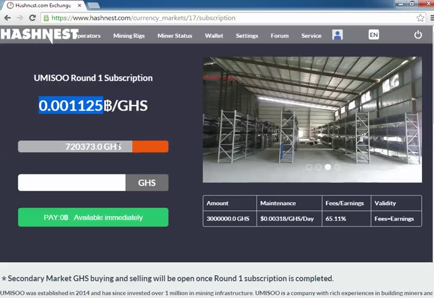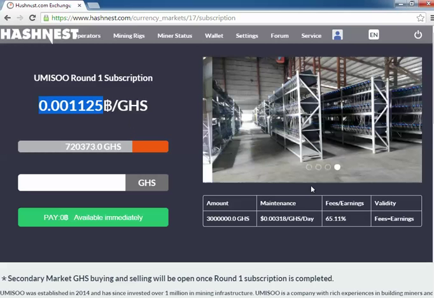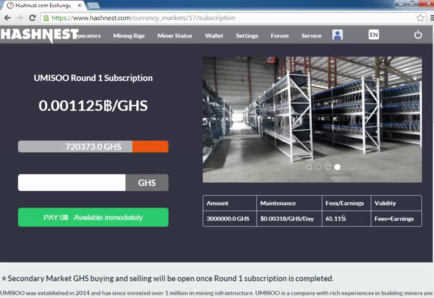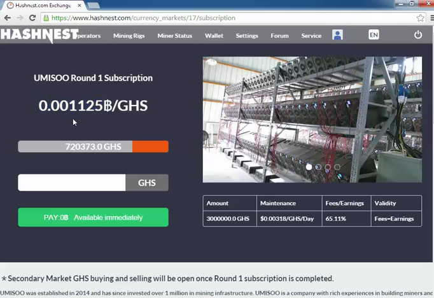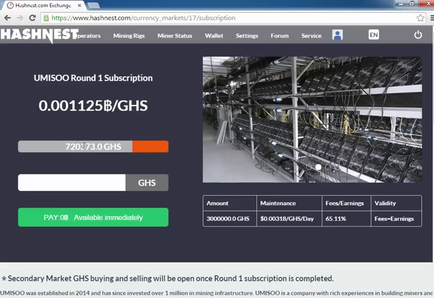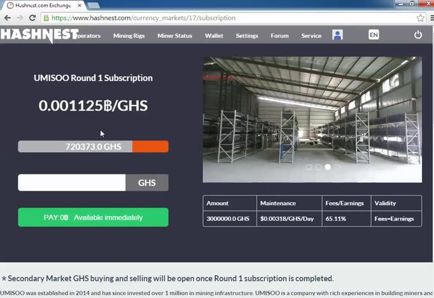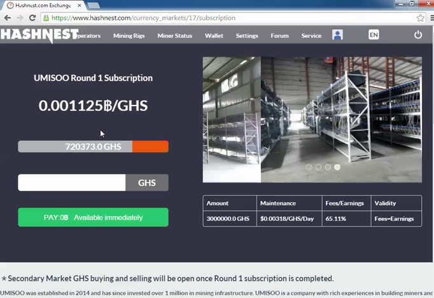This is the current price per GigaHash. The good news about this, although the fees are high, they're in line with most of the other sites, and this current GigaHash price is about a third of what you pay on most other cloud mining sites. And this is the total amount of GigaHashes they have left until this subscription period is over.